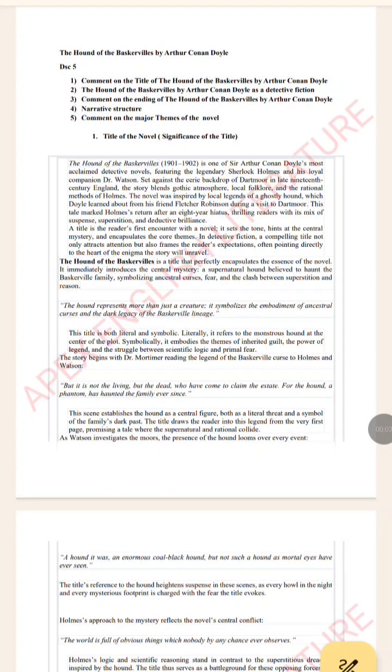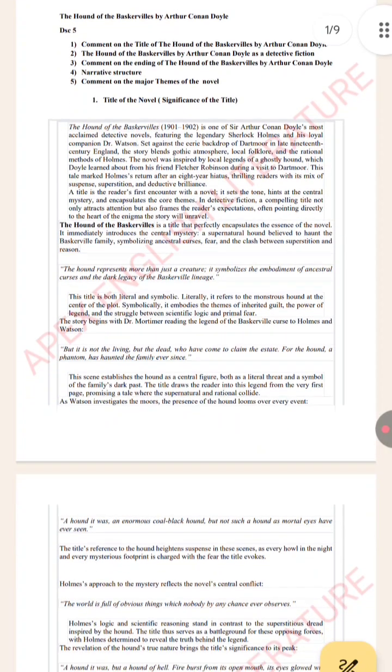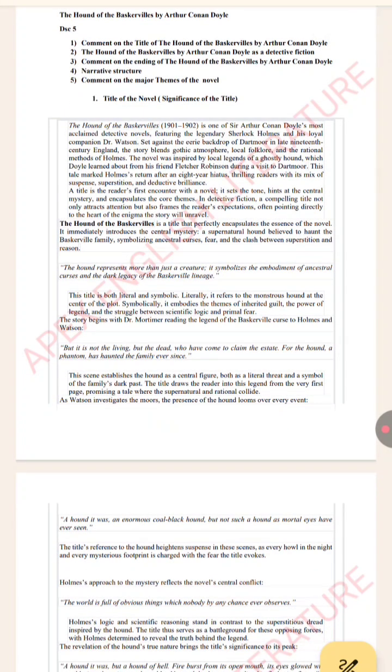So from the DSC 5 paper, the first topic we have is The Hound of the Baskervilles, and the important questions from this novel are: the title of The Hound of the Baskervilles by Arthur Conan Doyle, the significance of the title, which is a very important one. Then we have The Hound of the Baskervilles as a detective fiction.